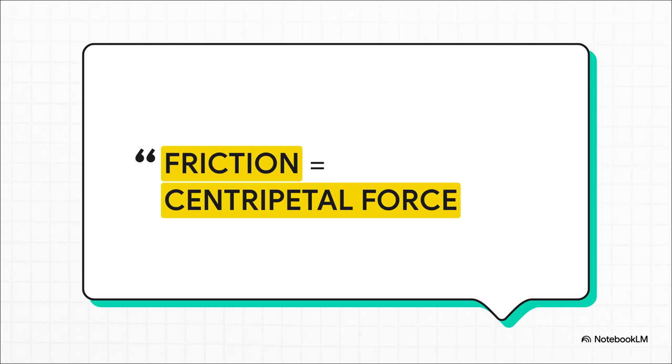When a car goes around a turn, it's the static friction between the tires and the asphalt that acts as the centripetal force, pushing the car toward the center of the curve. This is why if you go too fast or hit an icy patch, that friction isn't strong enough and the car's inertia just takes over, sending it skidding off tangent to the curve.